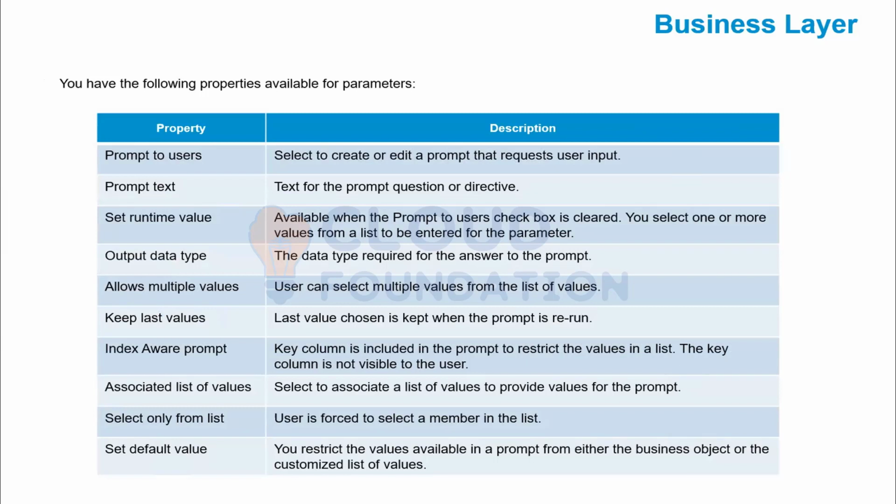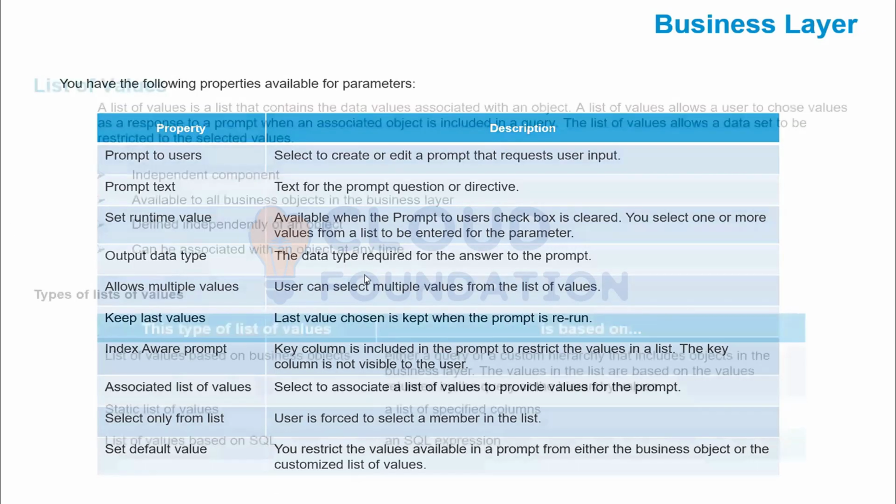These are additional properties available for the parameters, like prompt to user. If we check this option, it will prompt the user when he's refreshing the report. For prompt text, we mention the text we want, like select year to refresh the report from the given list of values. So whenever the user refreshes the report, the same text will appear, and after seeing that text, the user will select from the given list of values. So these are some of the properties available.